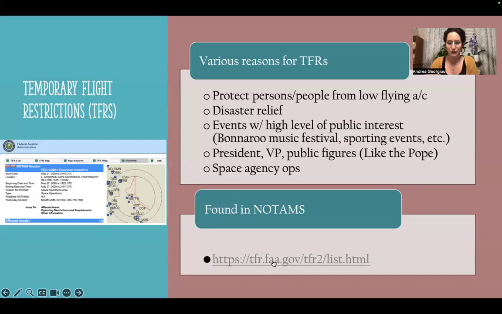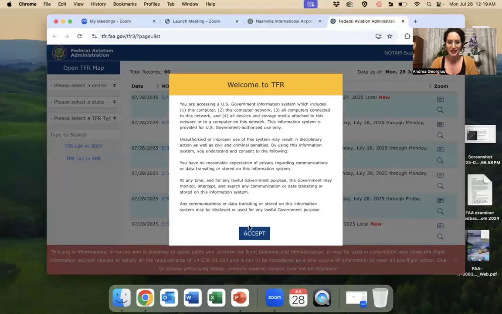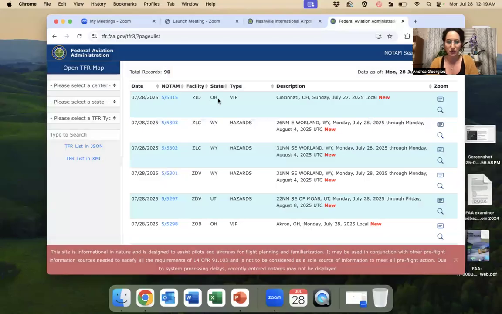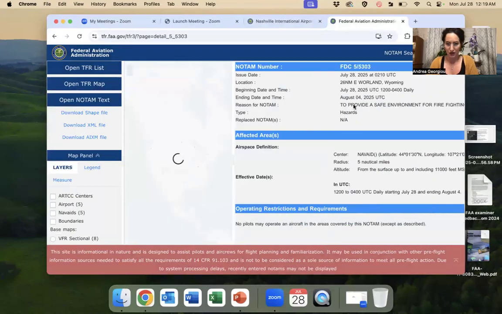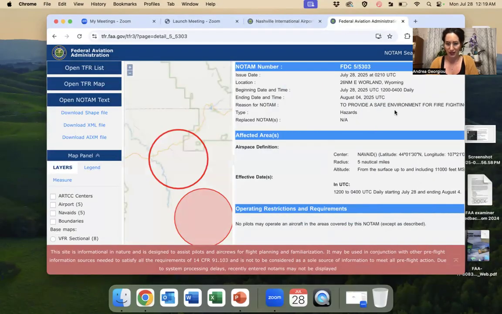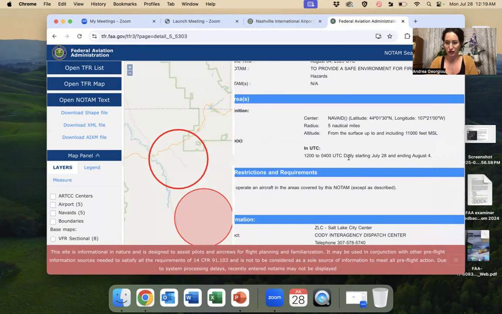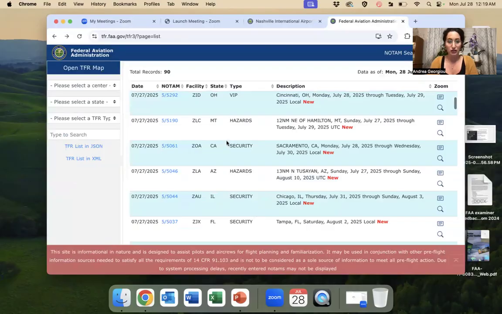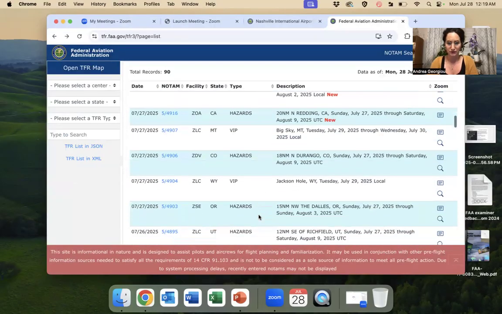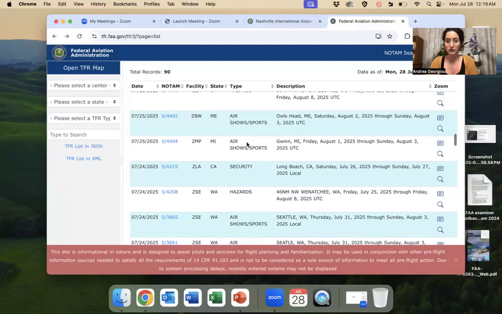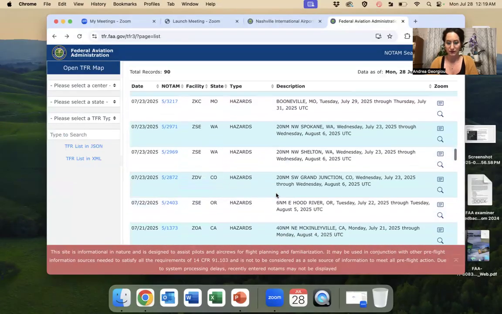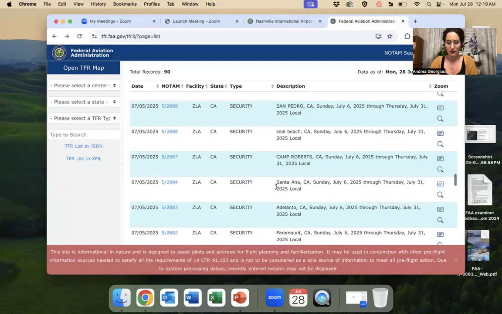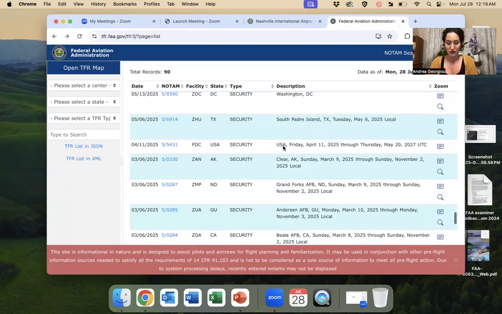You can find them again in ForeFlight, or you can go to the FAA website. And let's just see some today. So Ohio has one for VIP movement. This one, if we click in Wyoming, this is for provide a safe environment for firefighting. And they'll give you radius, altitude, all the information here. Hazards, VIP, let's see what else. Security, hazards. There you go. Air shows are on there. There's a lot of hazards and security on this today.